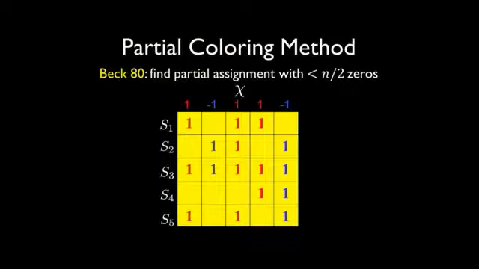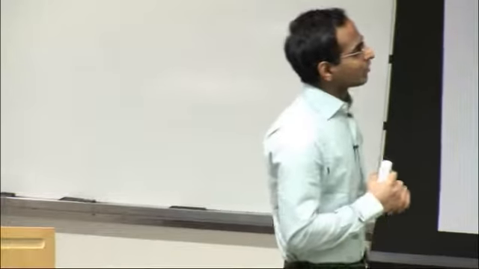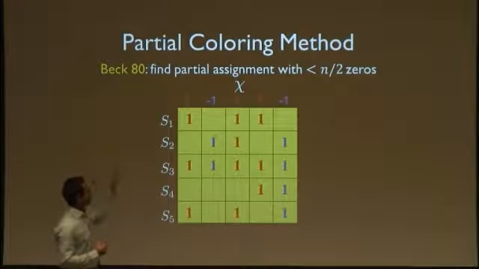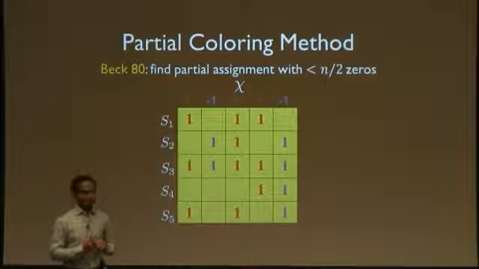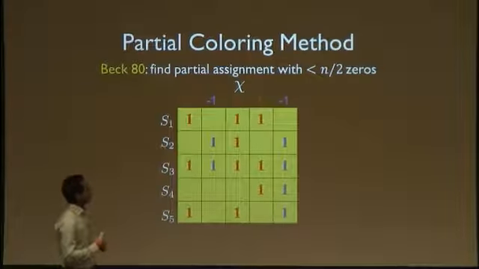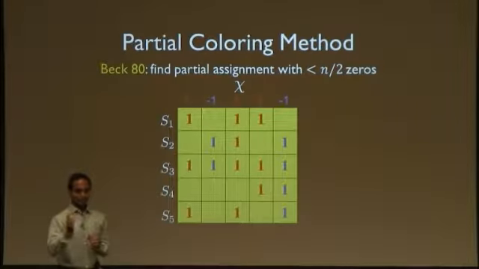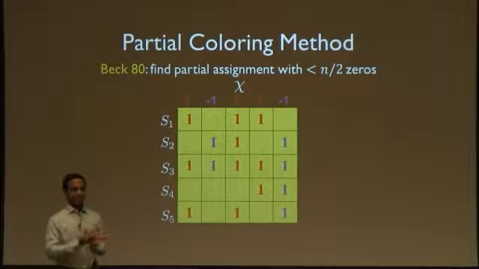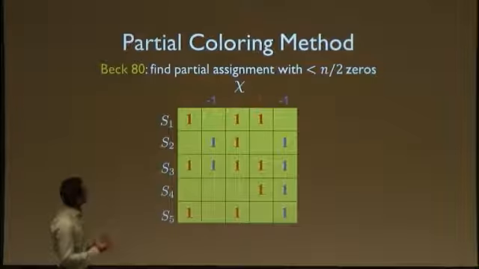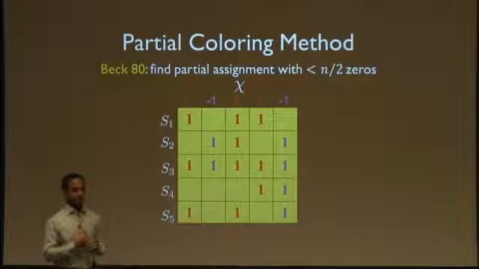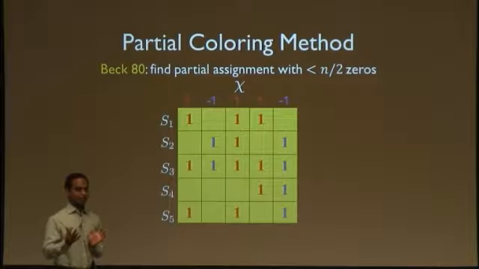So the partial coloring method was introduced by Beck, and the philosophy is as follows. In the discrepancy minimization problem, we said we want to find a red, blue, or 1, minus 1 coloring. And Beck suggested instead let's find a 1, minus 1, 0 coloring, where some of the variables might get a value of 0. But if you don't put any restriction here, the problem becomes trivial. You just output the all zeros vector. So Beck suggested instead let's find a partial coloring where at least half of the coordinates are non-zero.